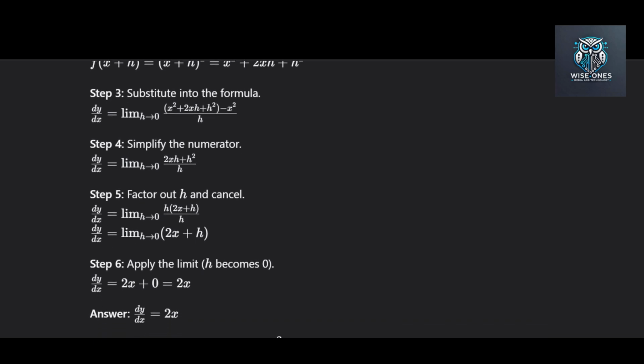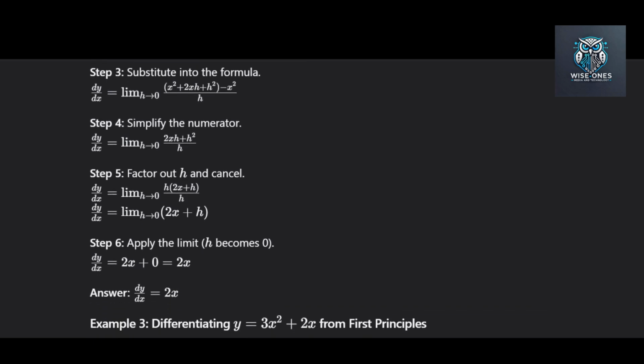Step 5. Factor out h and cancel. Both terms on the top have an h, so we factor out h times open bracket 2x plus h close bracket over h. The h on the top and the h on the bottom cancel out. So dy dx equals limit as h approaches 0 of open bracket 2x plus h close bracket.